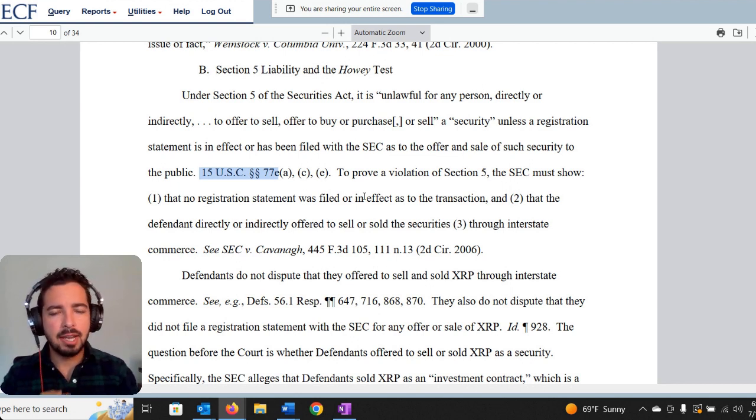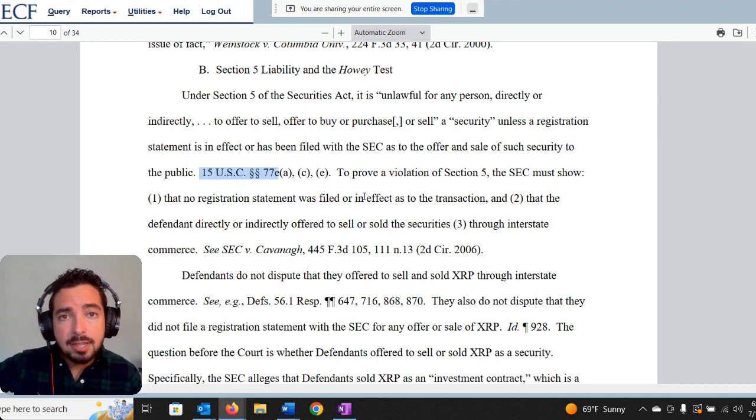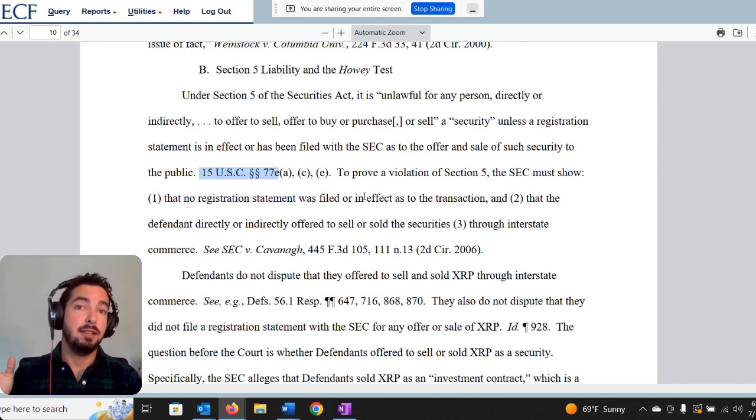And I thought we saw in the fact statement that that's not really in dispute. Ripple acknowledges that they did not have a registration statement filed or in effect. So that's going to be off the table. The SEC has already proven that by Ripple's own words. Okay. Number two, that the defendant directly or indirectly offered to sell or sold the securities. Okay. So that's really what I see as the meat of the matter.